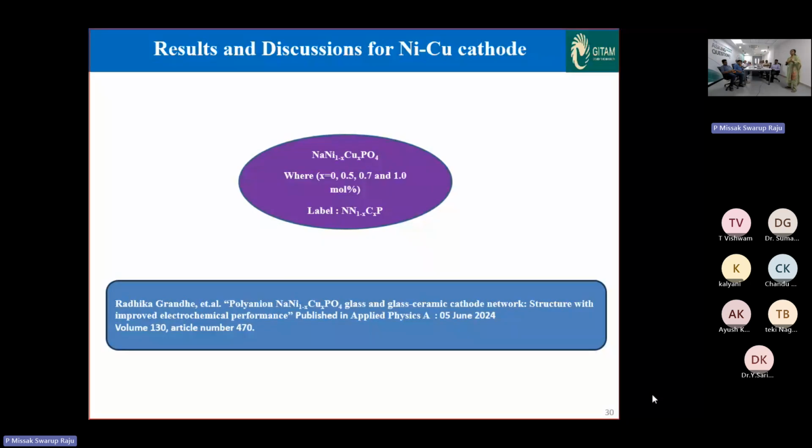I observed some efficiency in nickel, and some efficiency in copper. So what type of efficiency comes from taking the combination of the nickel and copper? That's why I took the combination of nickel and copper at different mole percentages, sodium nickel copper phosphate, with mole percentages of x equal to 0, 0.5, 0.7 mole percent. This paper was already published in Applied Physics in 2024.